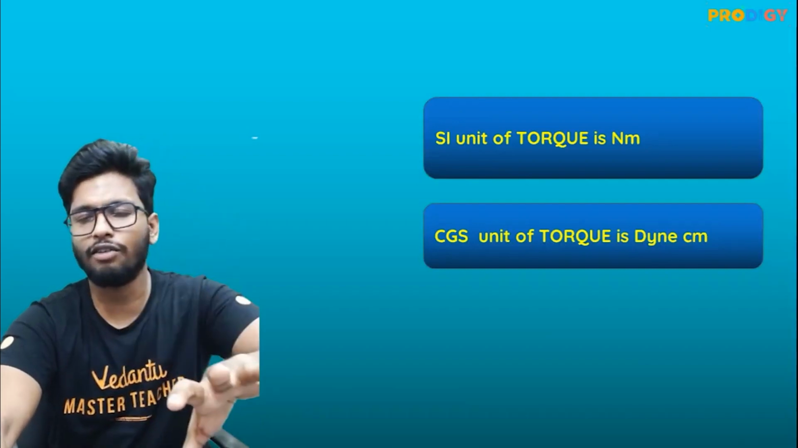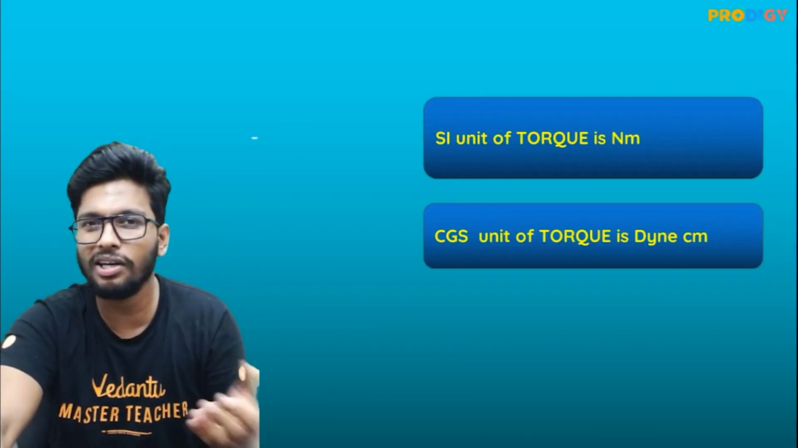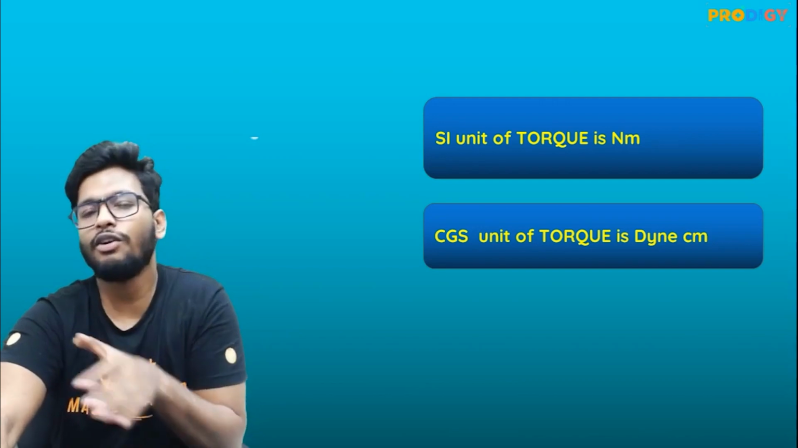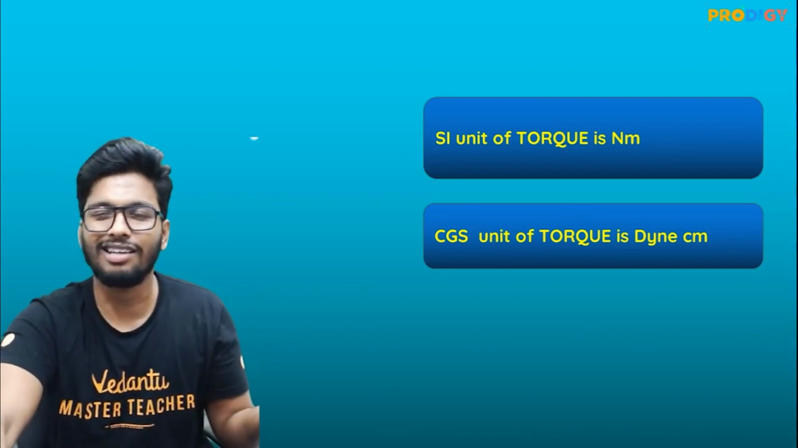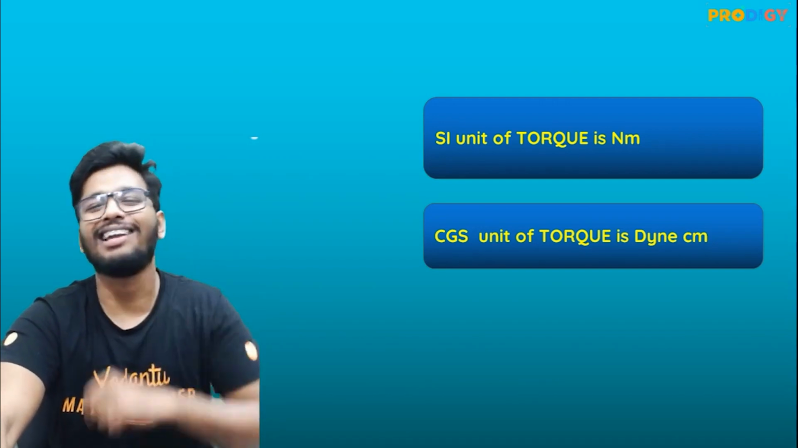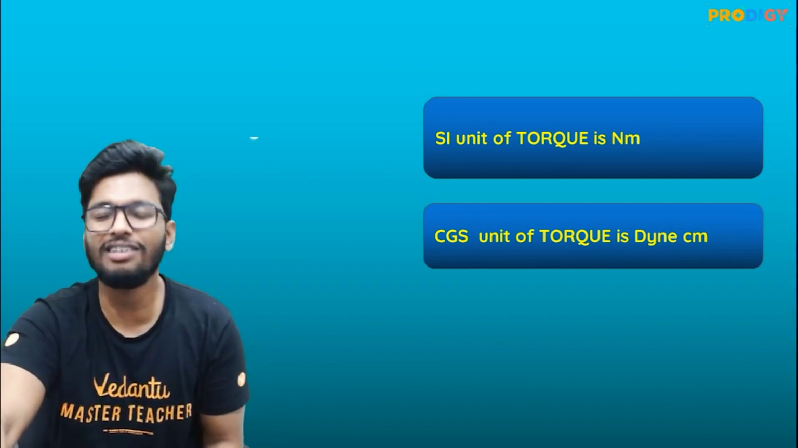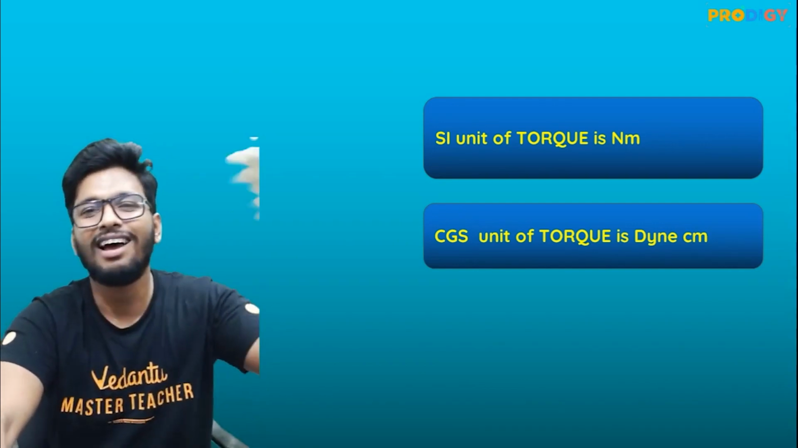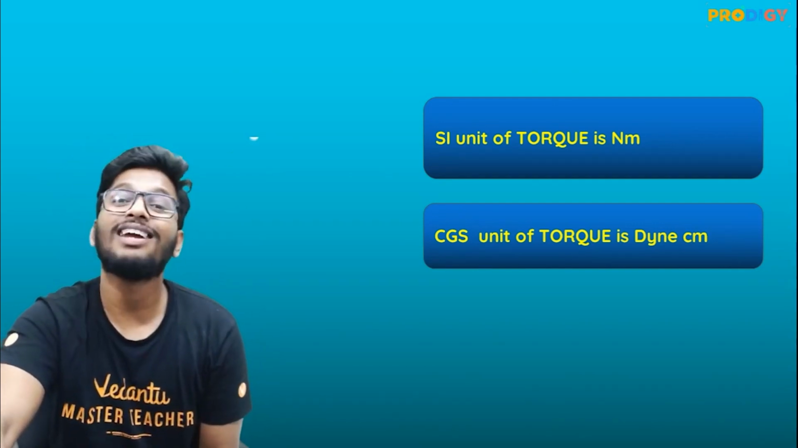So again, guys, SI unit of torque is what? Newton meter. Why Newton meter? Because the SI unit of force is Newton, SI unit of distance is meter, so Newton meter is the SI unit of torque. Quite simple, right? And yeah, the CGS unit is dyne centimeter, because dyne is the CGS unit of force and centimeter is the CGS unit of distance.